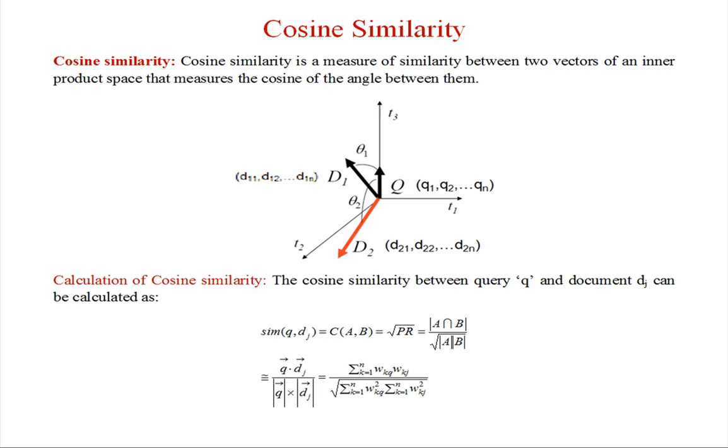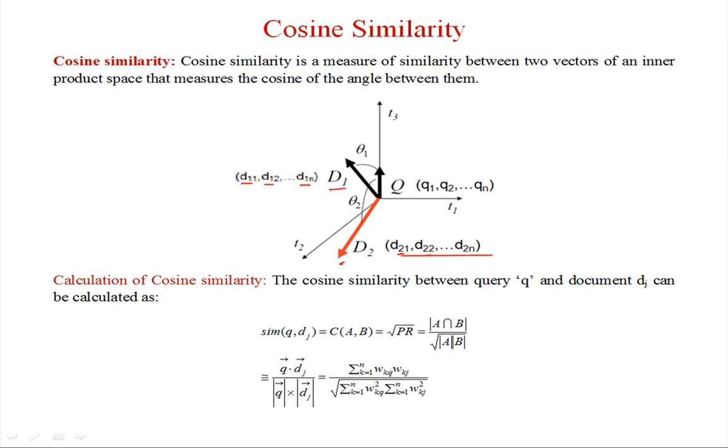Cosine similarity. Cosine similarity is a measure of similarity between two vectors of an inner product space that measures the cosine of the angle between them. For example, the similarity between document D2, which contains terms D21, D22 and D2n, and document D1, which contains terms D11, D12 and D1n, with respect to query terms Q1, Q2 and Qn.